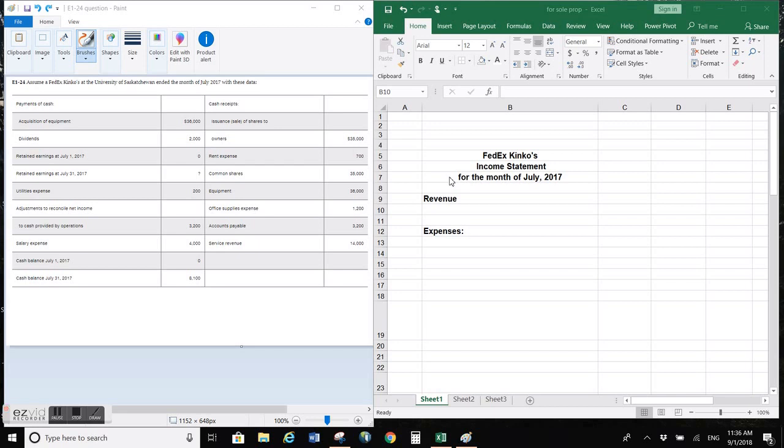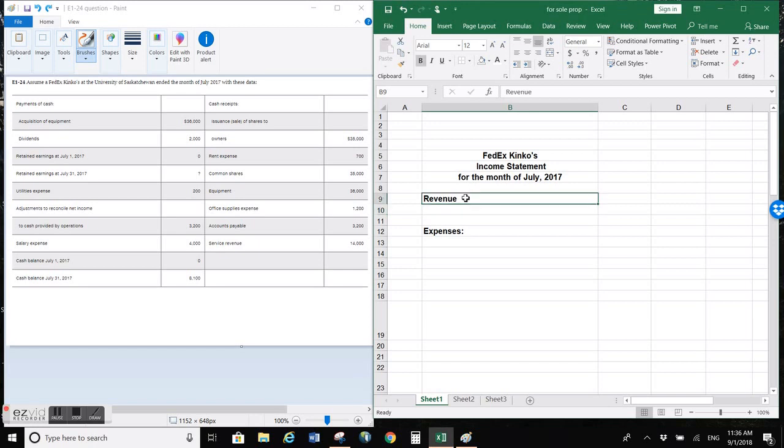So the first statement you always need to start with is the income statement. And the income statement always focuses on a period of time. So in this case, it's for the month of July. So we want to know what's gone on in the month of July that impacts the profitability of the company. Profitability hinges on revenues and expenses.